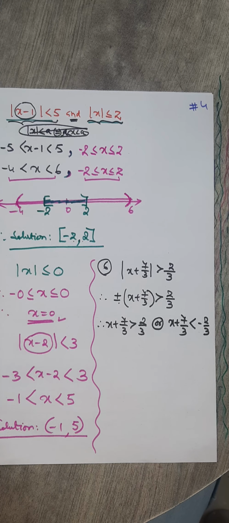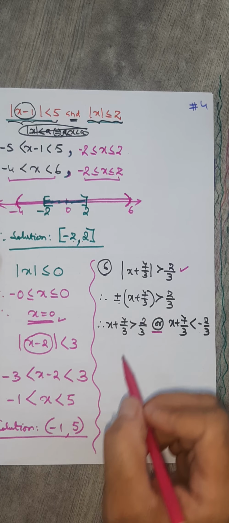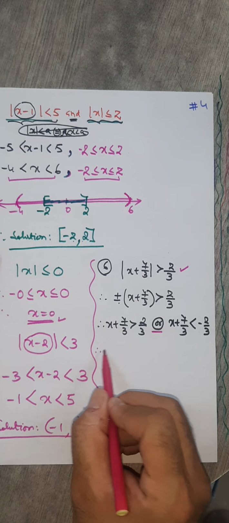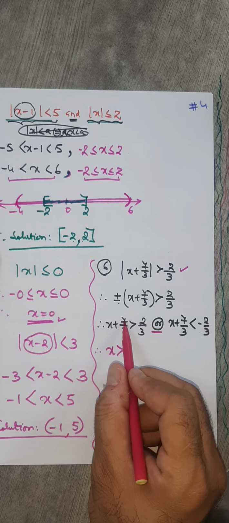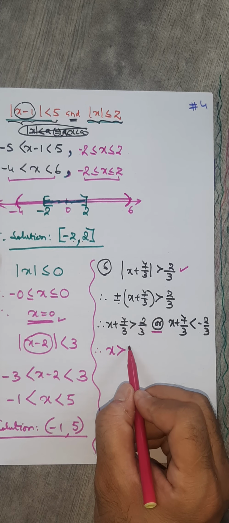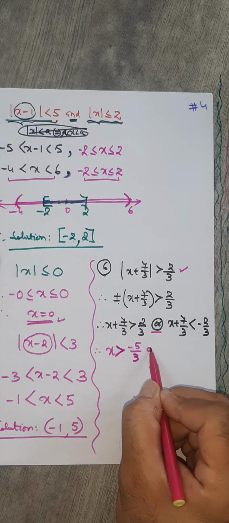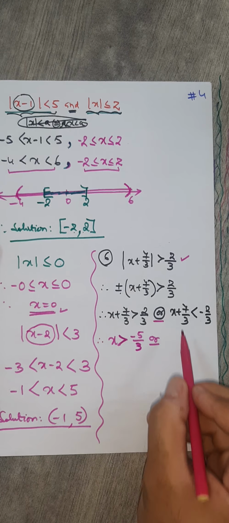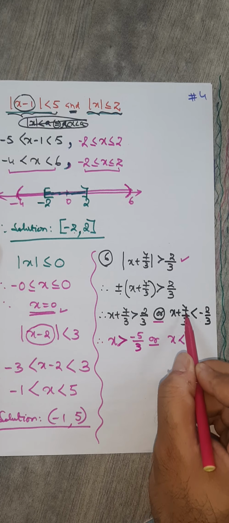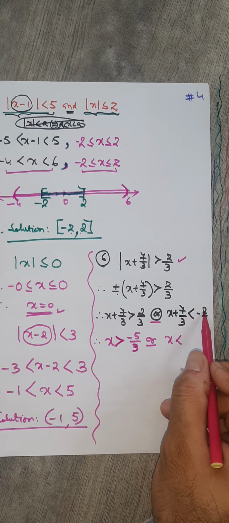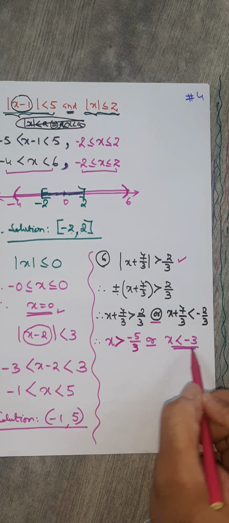You can write this step directly also from this if you want, but I've shown that intermediate step. Now you get x from this. I'll take 7 by 3 on the other side. So 2 minus 7 by 3, which is minus 5 by 3. So x is greater than minus 5 by 3. Or here I'll take it on the other side, so x is less than minus 7 minus 2, that is minus 9 by 3, which is minus 3.